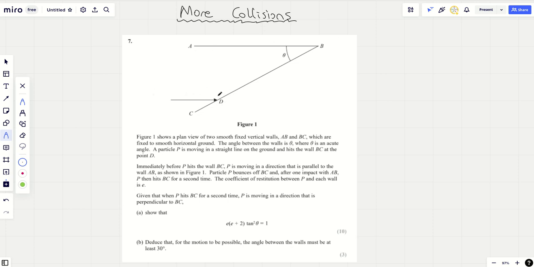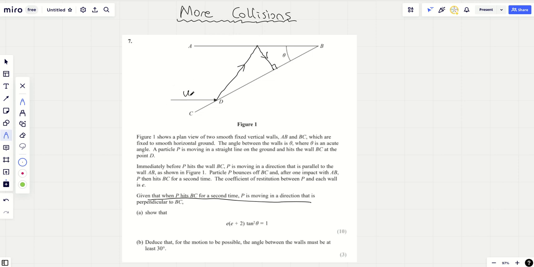Two walls, and it's going ding, ding. And then one thing we do know, when it hits the second time, P is moving in a direction that is perpendicular to BC. So it's going to go something like this, dink, where that is a right angle.